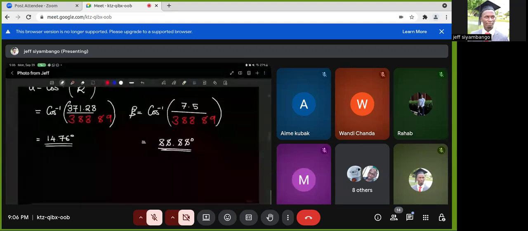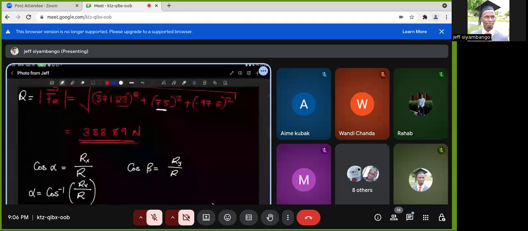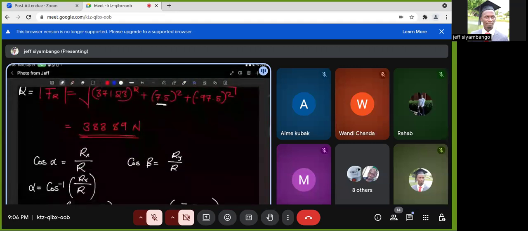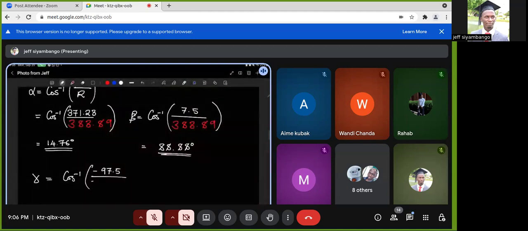So that's it. And finally, by the same logic, gamma will be equal to cos inverse of the z component, minus 97.5, over the magnitude. What are you getting?